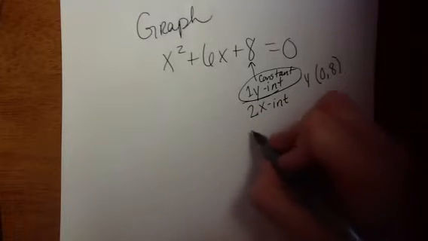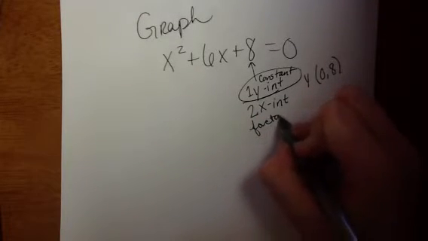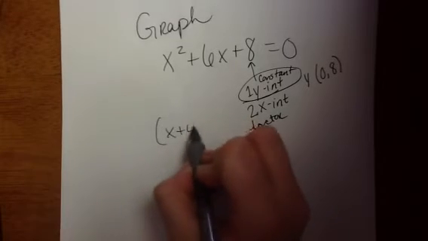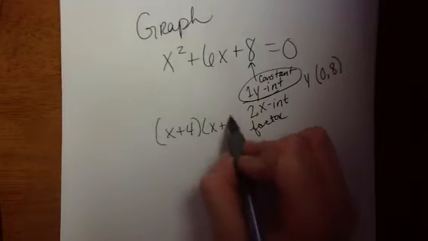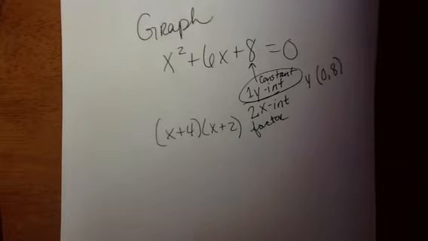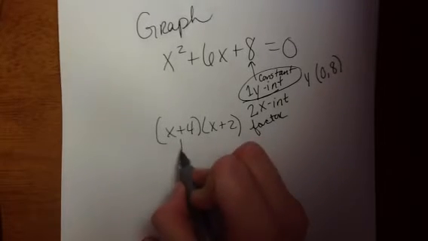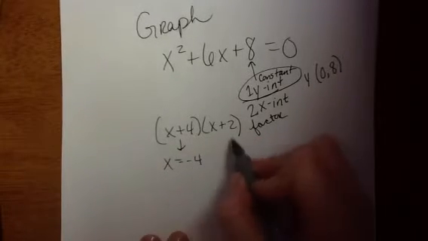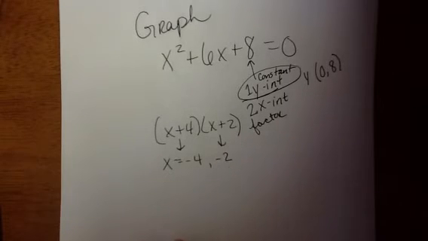The x-intercepts, to find those, you just factor. So if I factor this, I get (x + 4)(x + 2). 4 times 2 is 8, 4 plus 2 is 6. That gives us x equals -4 and -2.